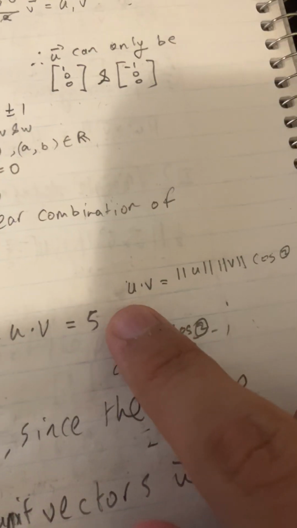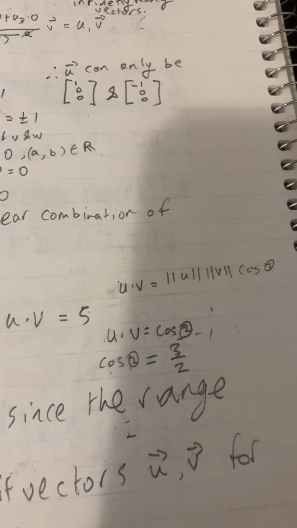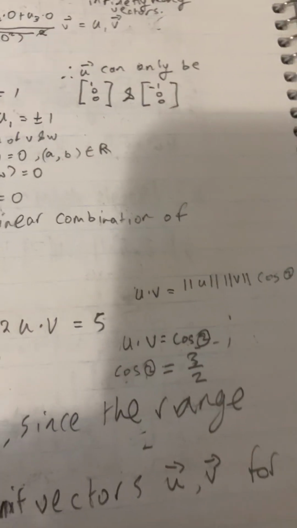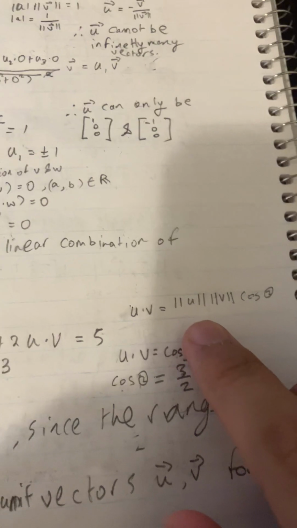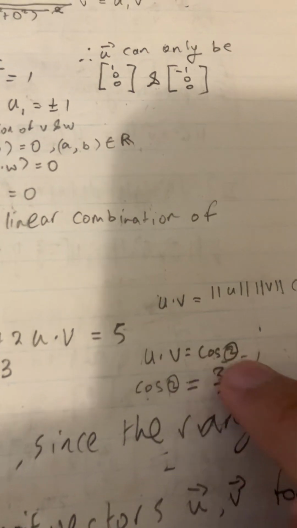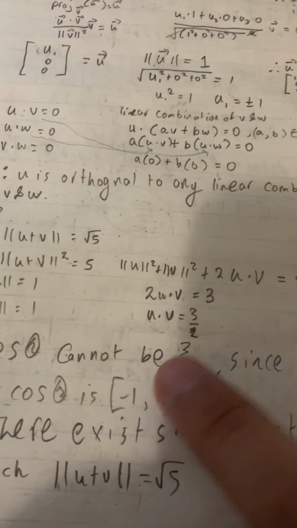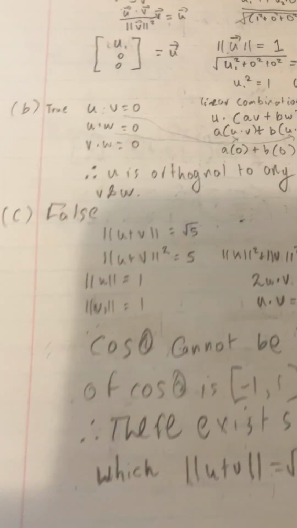And so U dot V is equal to the magnitude of U times the magnitude of V times cosine theta, right? And in this case, the magnitude of U is 1, the magnitude of V is 1. So U dot V is going to be equal to cos theta. And cos theta is equal to 3 by 2, right? But cos theta cannot be 3 by 2 since the range of cos theta is between -1 and 1. So there exist no unit vectors U and V for which the magnitude of U plus V is equal to square root of 5. Therefore, the statement is false.